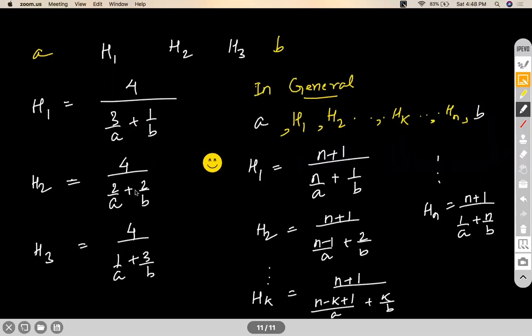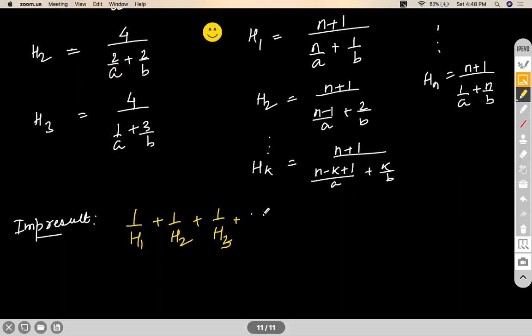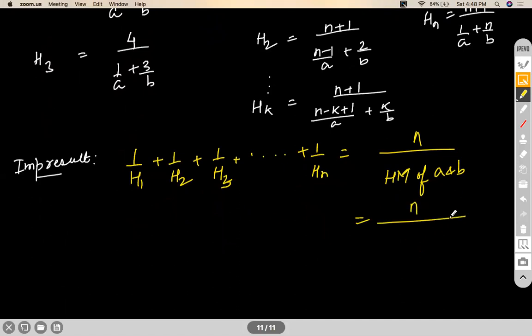Is that fine? Okay. One quick result I would like to share with you, just like I shared it with you for AM and GM. So, very important result. The sum of the harmonic means reciprocal is nothing but n by the harmonic mean of A and B. That is nothing but n divided by, what is the harmonic mean of A and B? Harmonic mean of A and B is nothing but 2AB by A plus B.